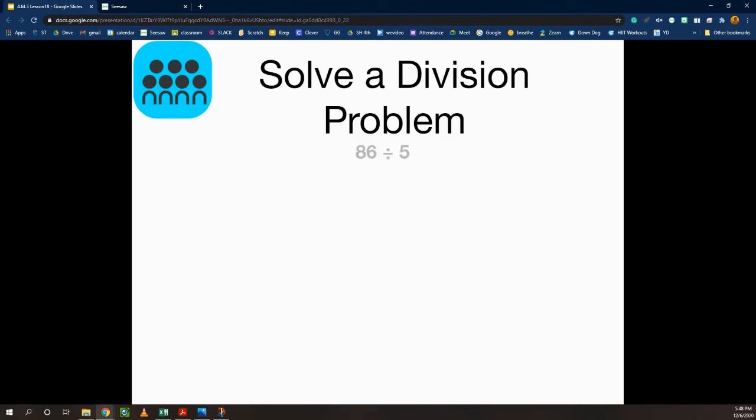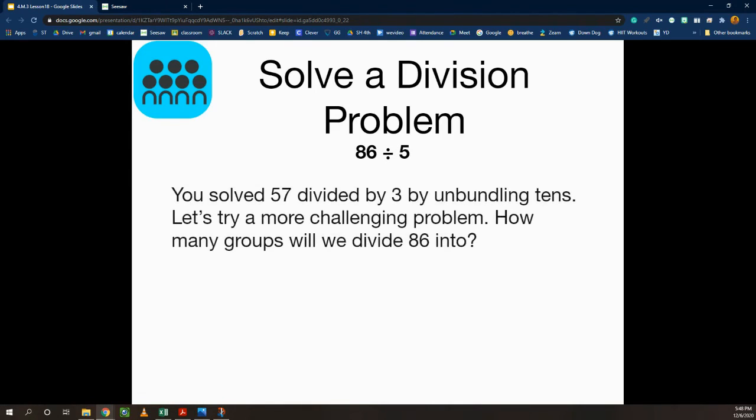Now I'm going to go ahead and do another one. We're going to solve 86 divided by 5. We solved 57 divided by 3 by unbundling the 10s. We're going to try a more challenging problem. How many groups will we divide 86 into? Well, you can see that it's 86 divided by 5, so we're going to divide that into 5 equal groups.